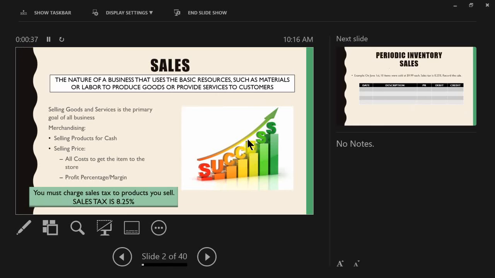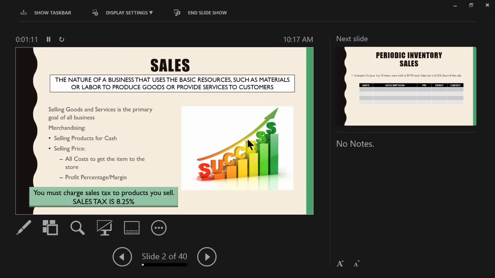So in this case, let's talk about what sales does. Sales is the main core of operations of the business. It's the nature of the business. If you remember this from chapter 1, our assumption is that as a business, our goal is to take resources and convert them into a product or service that we provide to our customers. So our goal for most businesses is to make money, right?